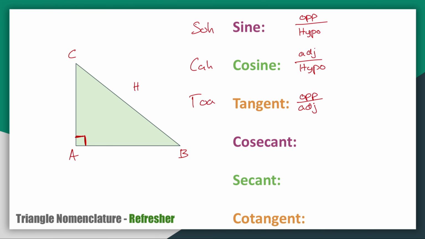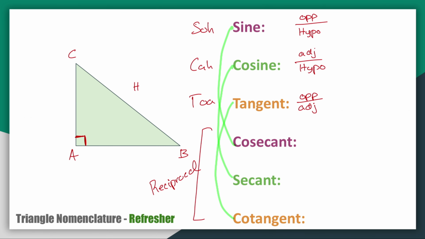Now the color scheme here is done for a reason. Sine and cosecant are linked. Cosine and secant are linked. Tangent and cotangent are linked. These are the reciprocals. What that means is cosecant is the same thing as 1 over sine. Secant is the same thing as 1 over cosine. Cotangent is the same thing as 1 over tangent.